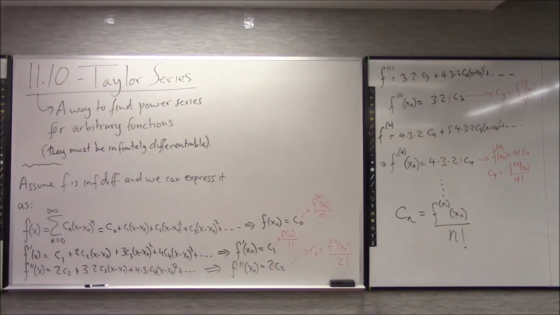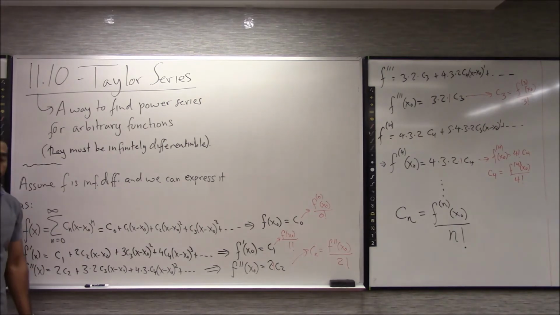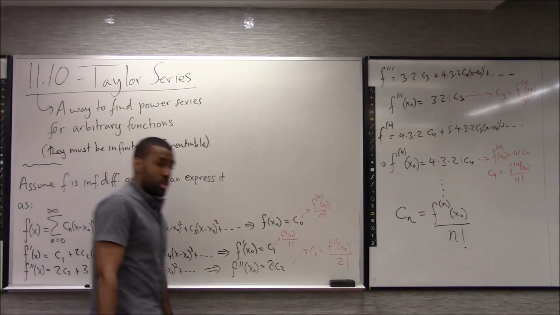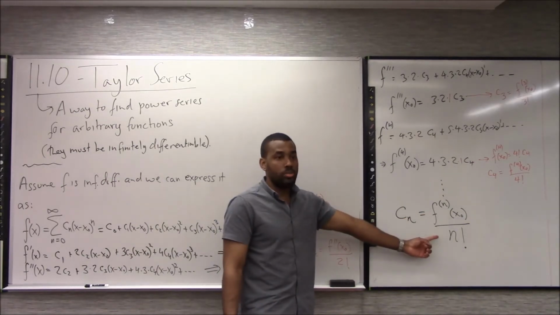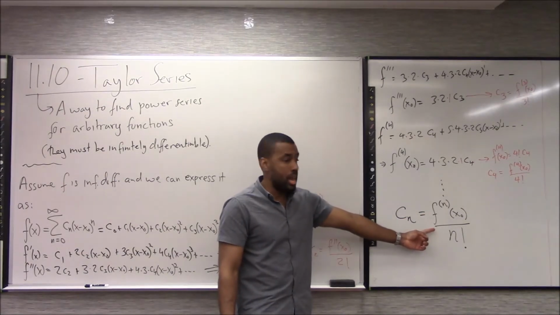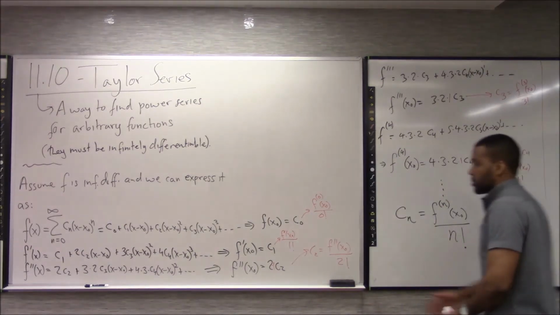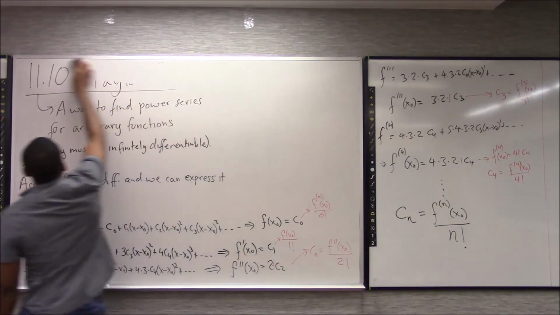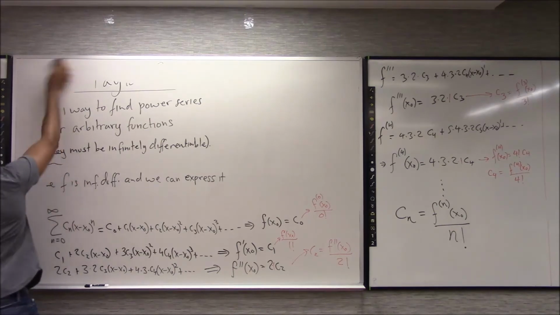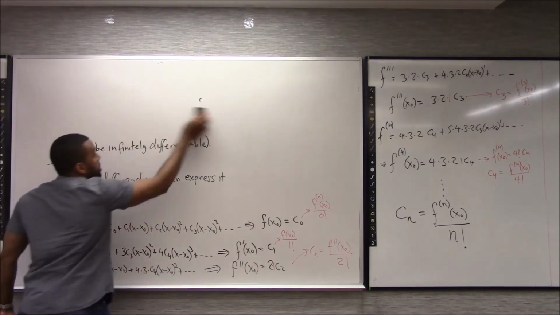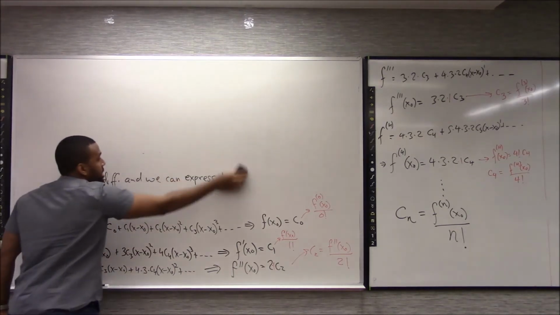So in general, if I have a function and the only requirement is that it is infinitely differentiable, I will be able to write out a power series for this function in a very predictable way. The coefficients of each term x to the n will be this value. And whenever we write out a series in this form, this is called the Taylor series.